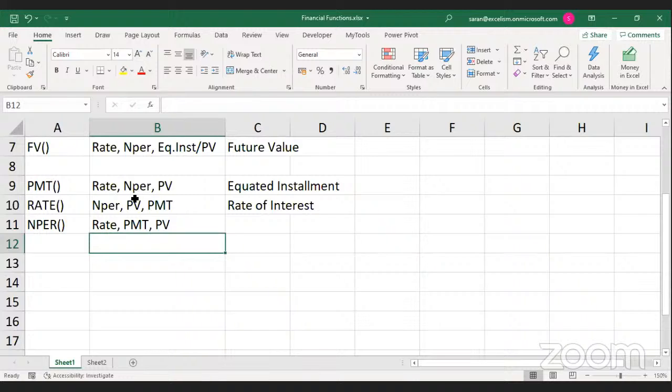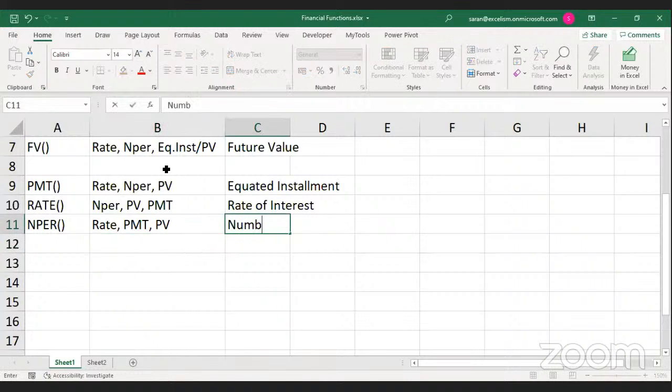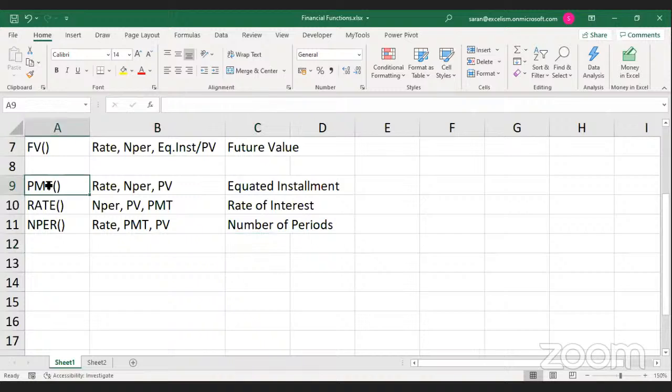If you know three parameters, the fourth parameter you can find out, and so on. So this gives you the number of periods for which you can pay the loan. This is about just calculation of EMI, calculation of rate of interest, and calculation of NPER. I've already covered the PV.